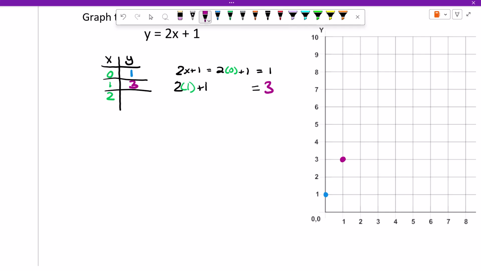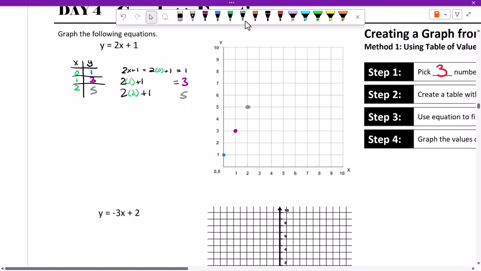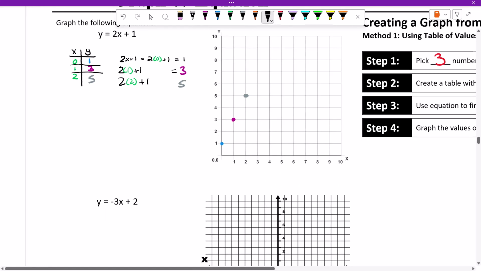Then we go, hey, let's do it one more time. Right? 2 times 2 plus 1. What do we get for this one? 5. So 2 and 5. There we go. Yeah. So then we grab our ruler, we connect the dots, right? And we have our straight line. 1, 2, 3. I'm going to draw my ruler, connect the straight line, and there we go.